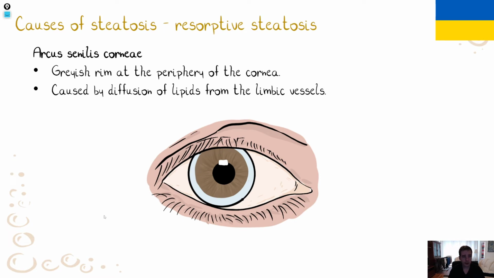Another example is arcus senilis corneae. Arcus senilis corneae is a grayish rim at the periphery of the cornea of the eye, which is caused by diffusion of lipids from the limbal vessels.